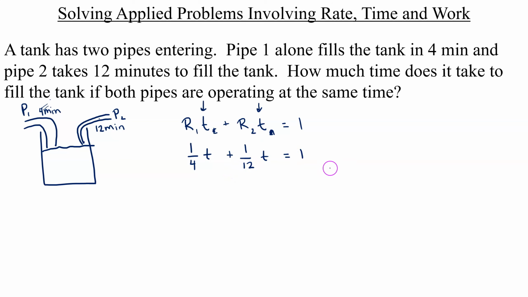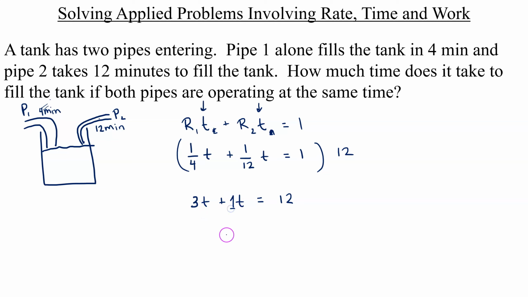We could multiply everything through by 12. This is the clearing the denominators technique. And we get 12 times 1/4, so that's 12 divided by 4, which is 3. Here we get 12 times 1/12, which is 12 divided by 12, or 1. So 1 times t is simply t. And then 1 times 12 is 12.